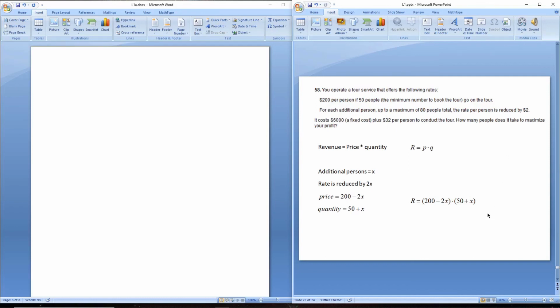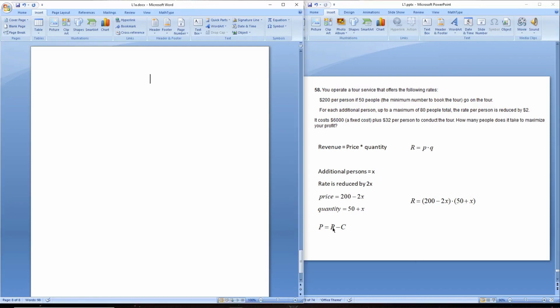And now comes probably the most important and basic equation in all of business. And that is profit equals revenue minus cost. So revenue, the amount of money you pull in, minus your cost of doing business is the profit you have left over to do with what you want. Profit equals revenue minus cost.